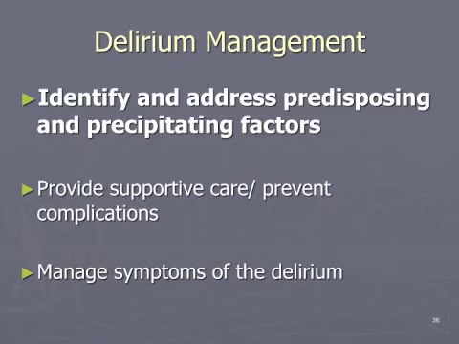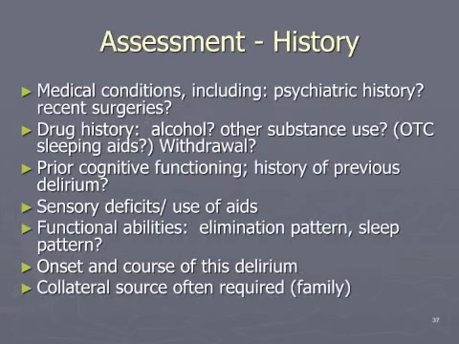So once we have identified that delirium is in place, we want to address those predisposing and precipitating factors. The other two points on the slide we'll get to, but we're going to start with these pieces. So we're going to want to make sure that there's a good history done. Some of it is a medical history, including the psychiatric and recent surgeries. We want to look at medications, especially considering was the person using alcohol. We want to look at their sensory deficits, things that we know to be contributing to the development and worsening of delirium, and doing what we can to prevent them.